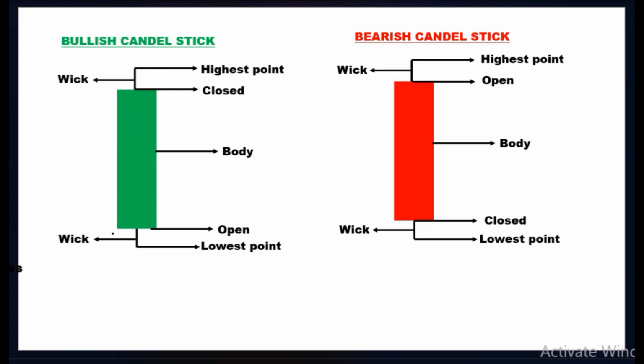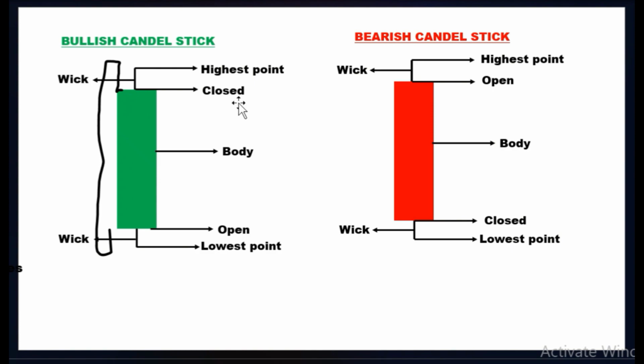What this means is it opens from this point. Sellers pushed it to this lowest point. Then buyers came back into the market, bought all the way to this highest point. Then it came back and sellers pushed a bit, then it closed at this point. The reason this is a bullish candlestick is because we had more buyers than sellers. So automatically it makes this candlestick a bullish candlestick.